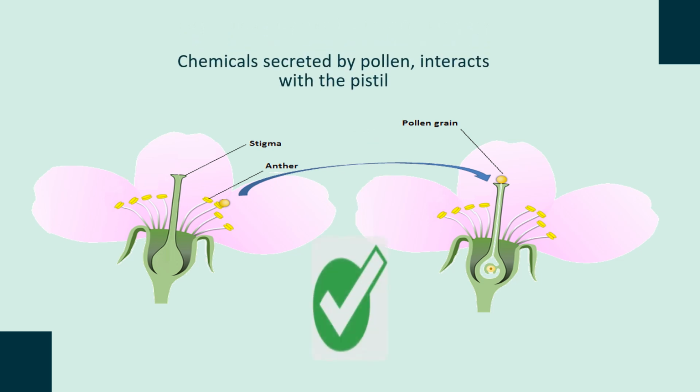On the other hand, when the right type of pollen or the compatible pollen lands onto the stigma of flower of same species, there is interaction between pollen and pistil due to the chemicals secreted by pollen, and this will lead to post-pollination event and will result into fertilization.